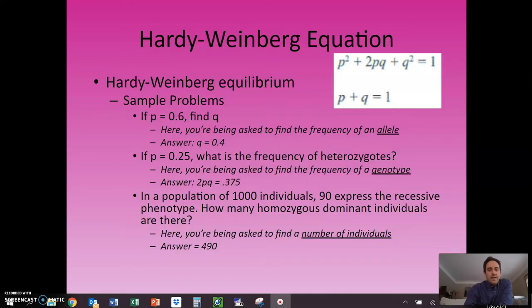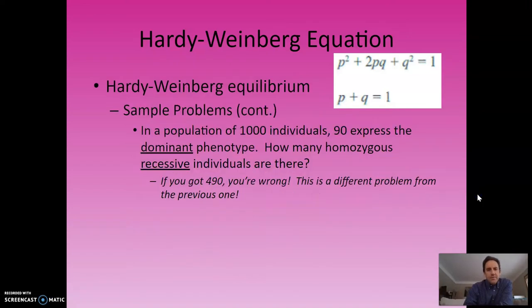So this slide in the slideshow summarizes the correct answer with a little bit of focus on what you're trying to solve and why we solved it the way we did. All of those answers match mine, mercifully. And then there's one last problem. This is a little bit of a tricky one. What if we said instead of 90 express the recessive phenotype, we say they express the dominant? We'll look at that in our next screencast.